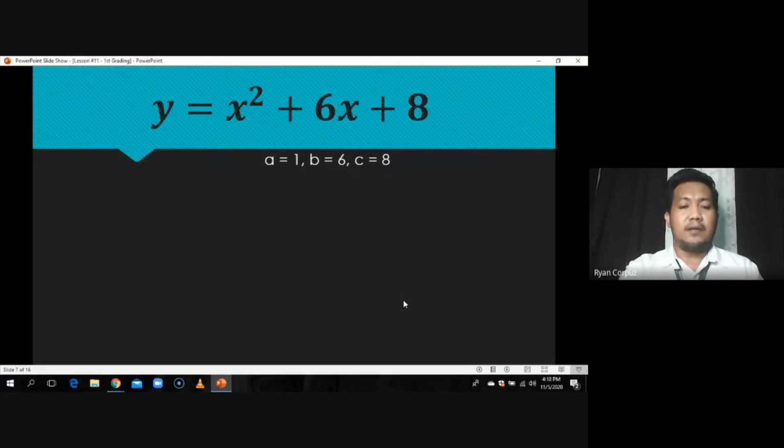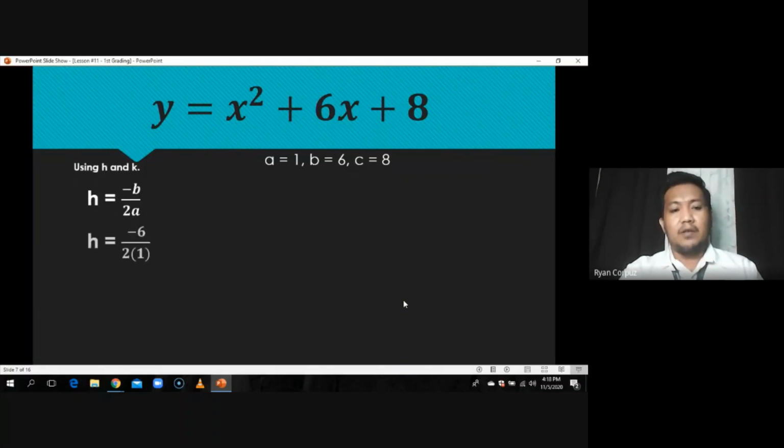a is 1, b is 6, and c is 8. So using hk, for h, negative b over 2a. It should be negative 6. Yung value ng b is 6, negative nun, over 2 times 1. Then simplify it. We have negative 6 divided by 2 is negative 3. So alam na natin, negative 3.